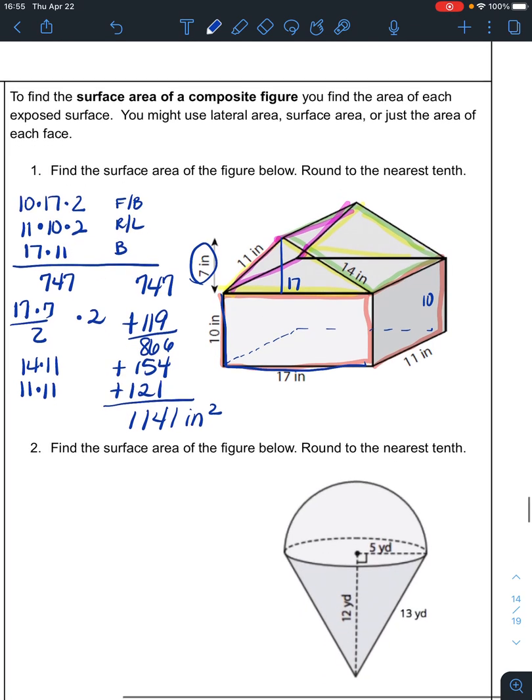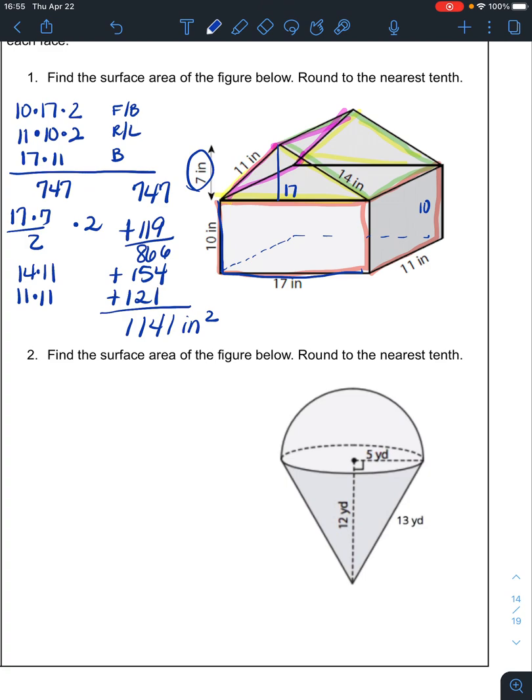Okay. So let's look at this one. So this one, I think with our cones, when things are circular, it is easier to think about lateral area and surface area. And so what I have is I have a cone and I have a sphere. And actually, I have half a sphere.